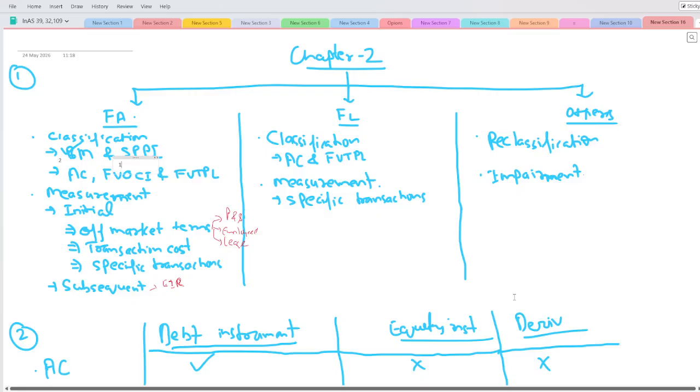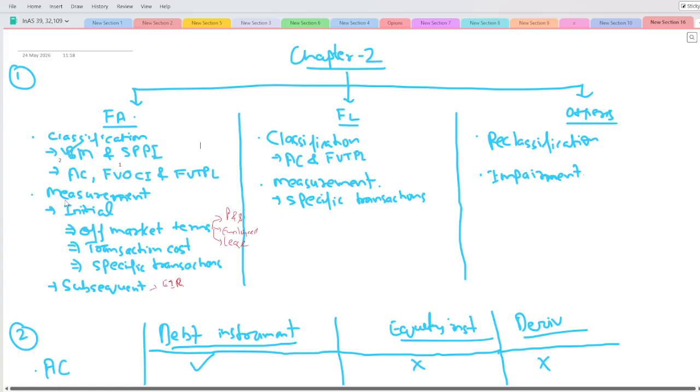Myself, Sambhav Gupta. This is the third part of the second chapter of the financial instrument. Let's continue. Till now, we have covered the business model and the SPPI test for the financial asset under the classification in part one of chapter two. And in the second part, we have covered the amortized cost, fair value through OCI, and the FVTPL under the financial asset.